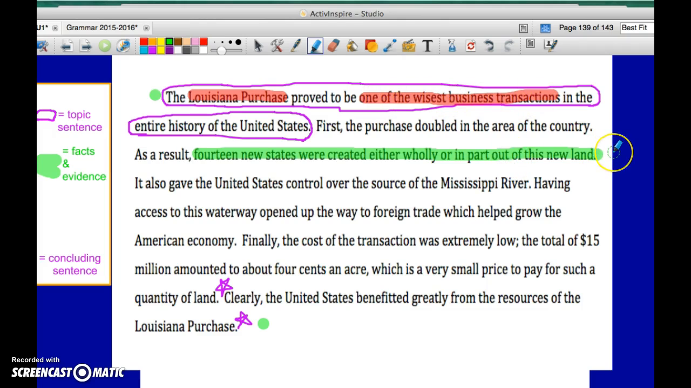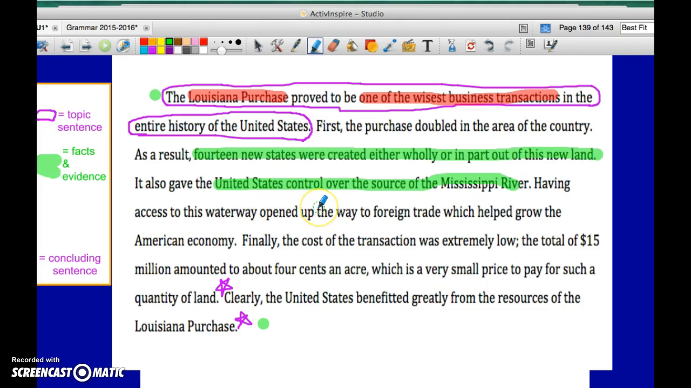In other words, it helps us understand why this was good for the United States. The next sentence, it also gave the United States control over the source of the Mississippi River. This is another fact that again relates to our main idea. It's a fact that kind of connects to this point. Oh man, this Louisiana Purchase was a really good thing for the United States.